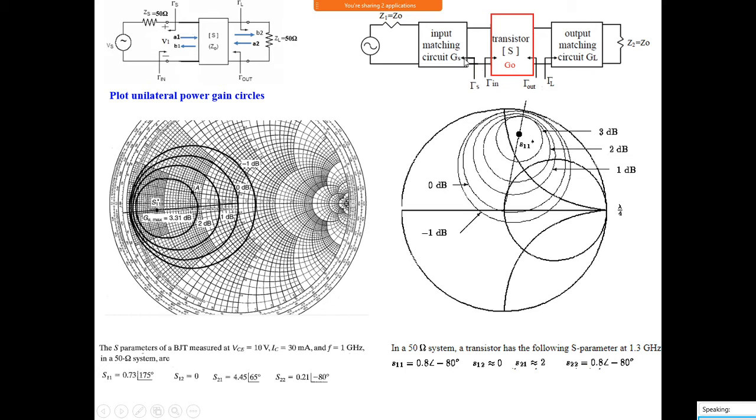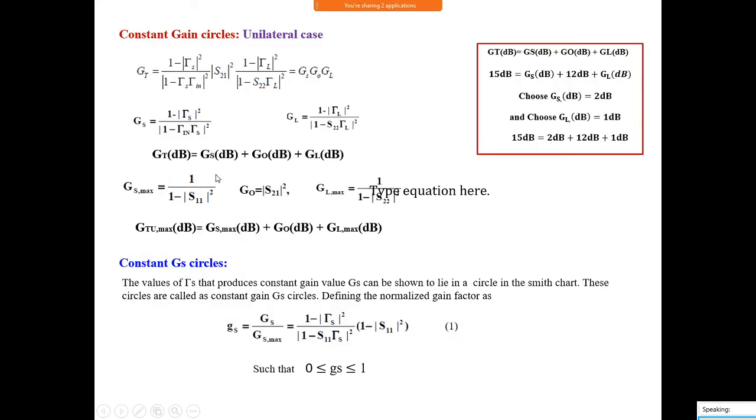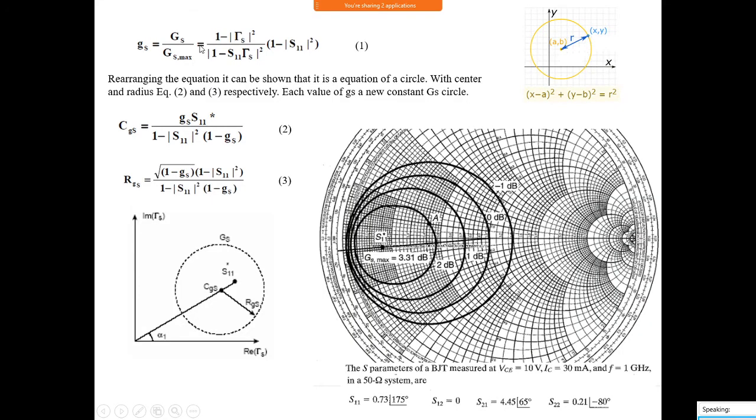Okay, see like that. Based on the gain required, GS, what we have to do is substitute that gain required here. GS may be 1 dB, 2 dB or whatever, and the left hand side will be something, the right hand side will be something. Actually, if you plot that, it will become a circle like this.